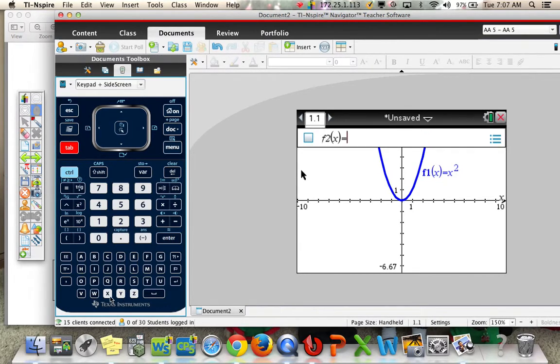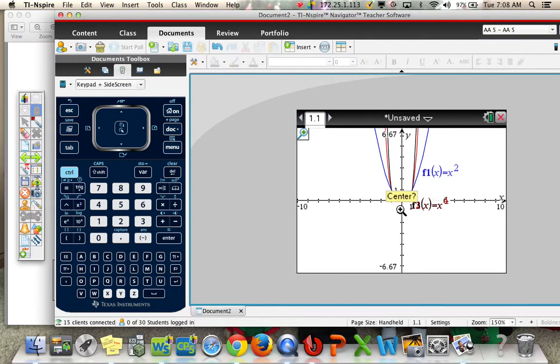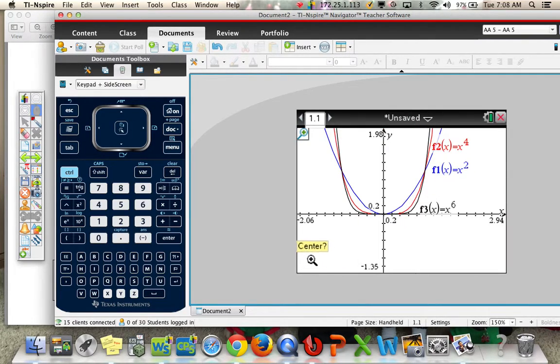If we hit tab and type in x to the fourth, we can see that it also looks parabolic in nature, but it looks like the slope is steeper, and it looks like it flattens out near the vertex. Let's try x to the sixth power. And again, you can see it is narrower, flattens out more. If we zoom in, you can see how it flattens out more, but then becomes more narrow.